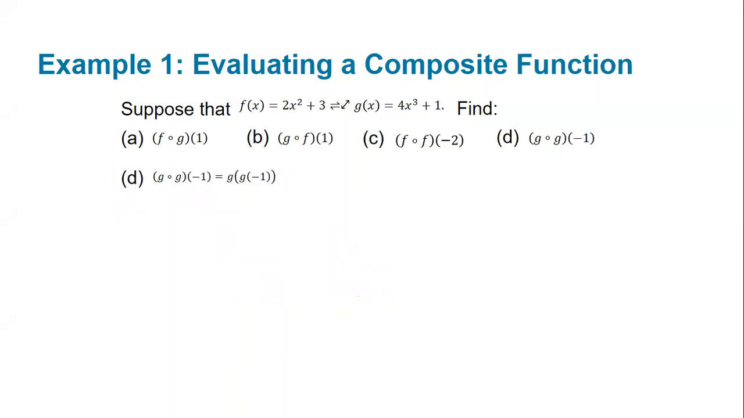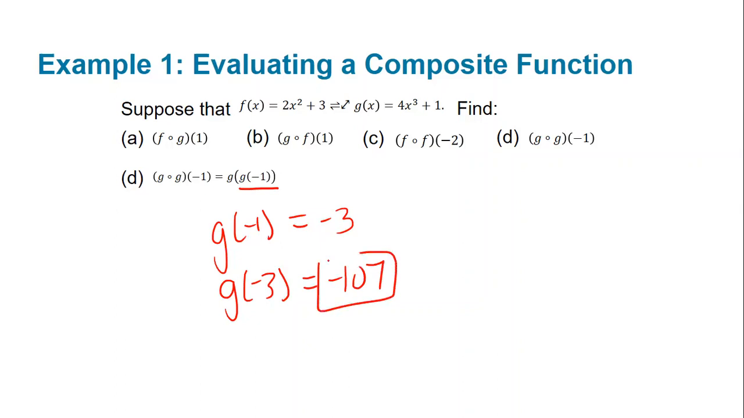All right, let's do D. So D, this time it was g composed with g at -1, right? So again, our inside this time is g of -1. So what do we get for g of -1? -3. And after we got -3, what do we do to it? Put it back in. And what do we get? -107 as our final answer.